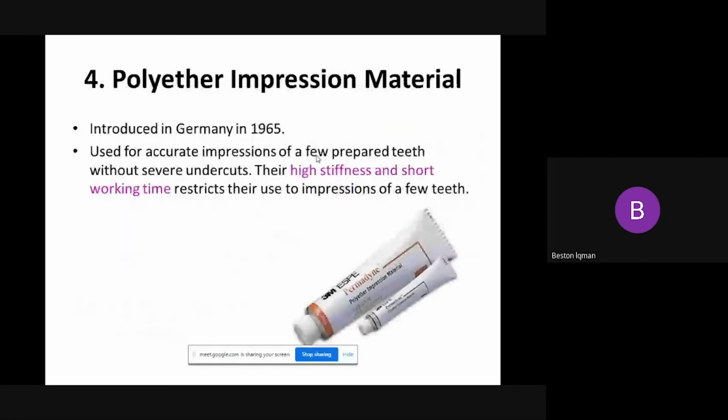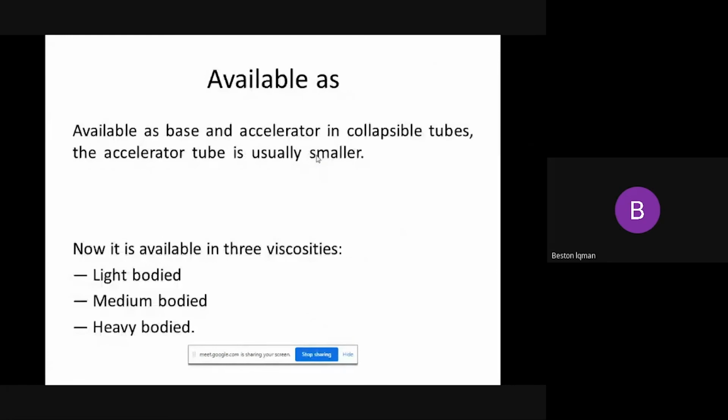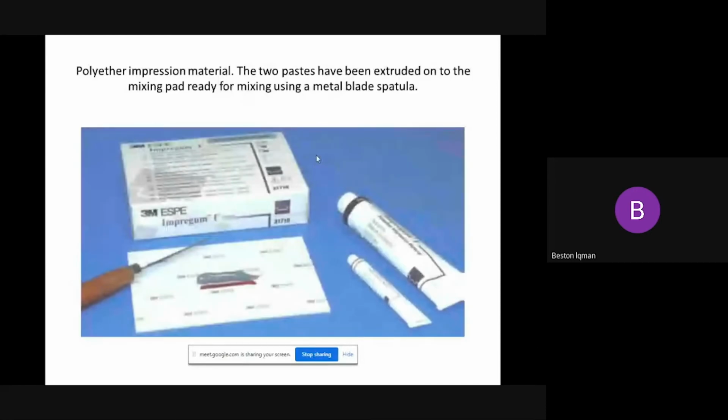The last material we have is polyether impression material. It was introduced in Germany in 1965. It is used for an accurate impression of a few simple prepared teeth, not the whole mouth, and without any undercut, because of its stiffness and short working time. It's available like the previous one, base and accelerator in tubes, in three viscosities: light, medium, and heavy. The two tubes are mixed with a rubber ball on a glass slab or special mixing slab.